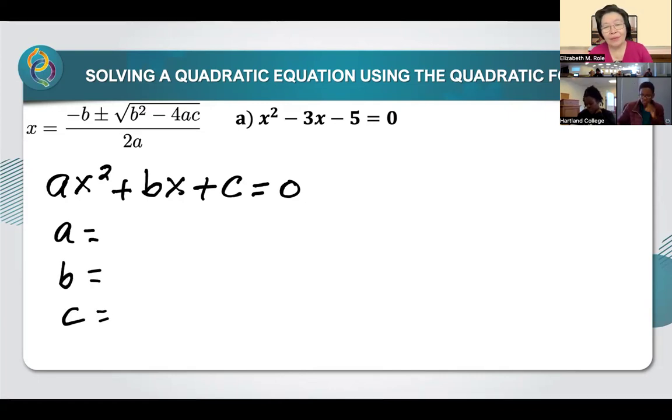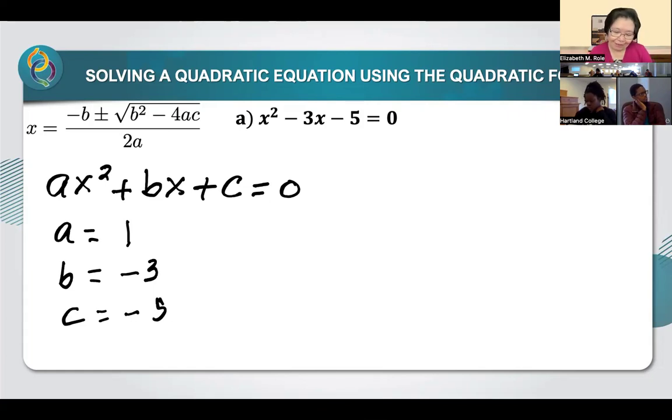So in that simple equation, x squared minus 3x minus 5 is equal to 0, our a there is 1, right? Whenever there's no number, it's understood that it's a 1. And for your b, it is minus 3. And of course, your c is minus 5.